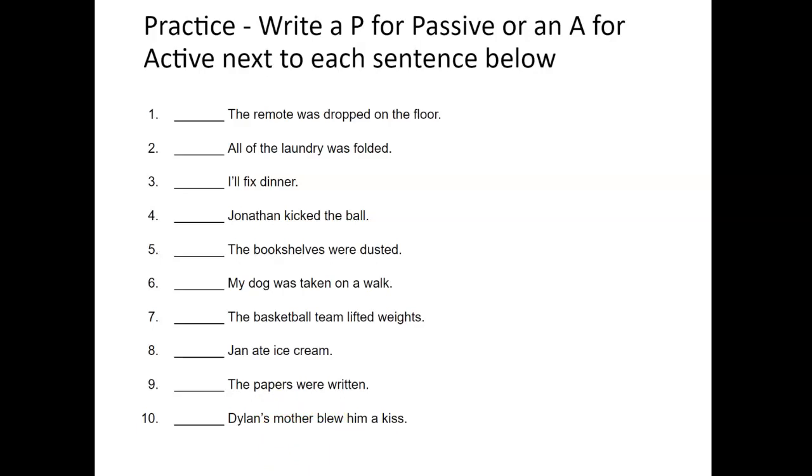Again, I know I've said this several times. Once you get through with this, if you're not happy with your score, let me know. I'll reset it.